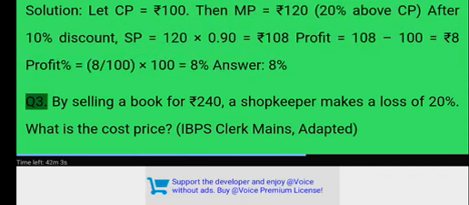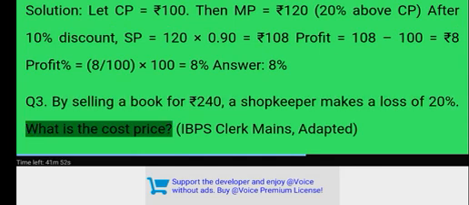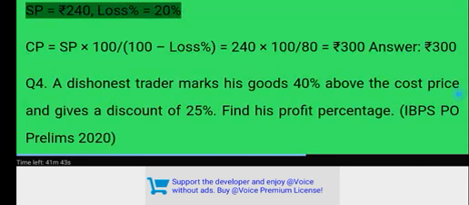Answer, 8%. Q3. By selling a book for 240 rupees, a shopkeeper makes a loss of 20%. What is the cost price? IBPS Clerk Mains, adapted. SP equals 240 rupees, loss percent equals 20%.